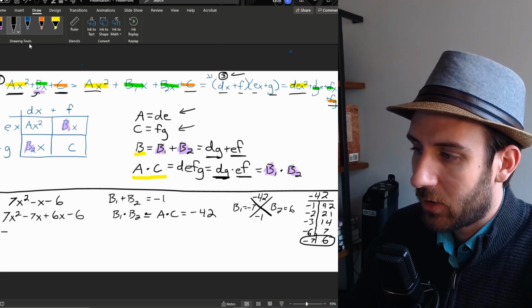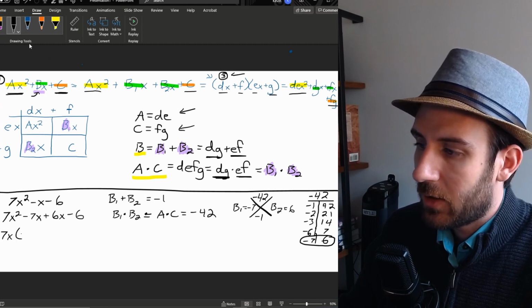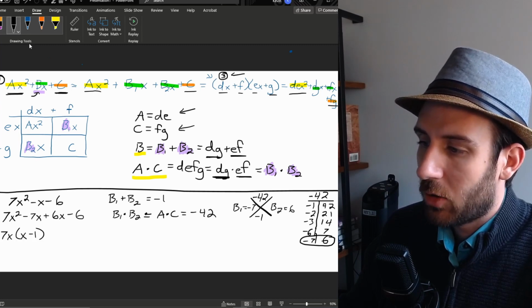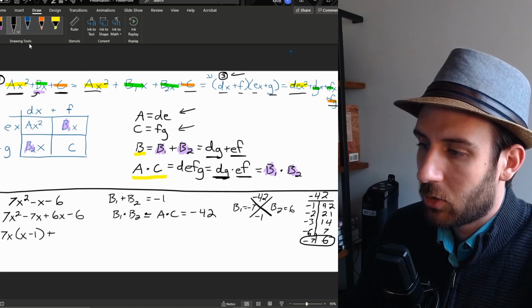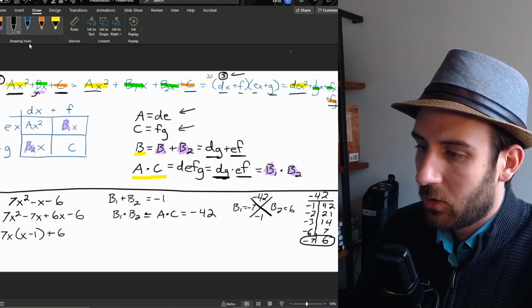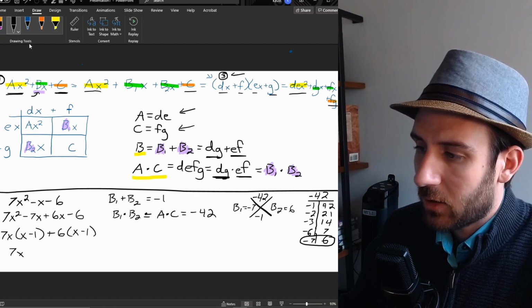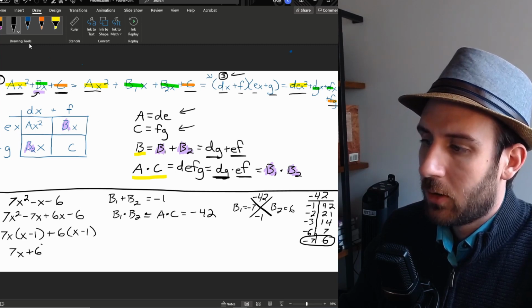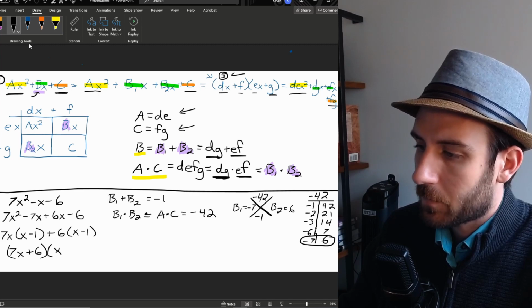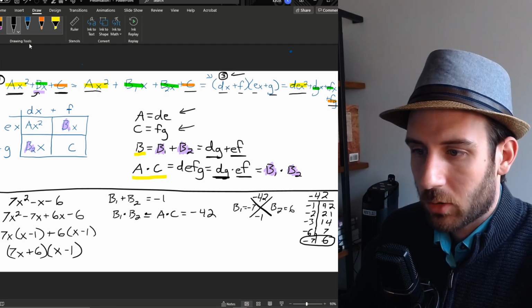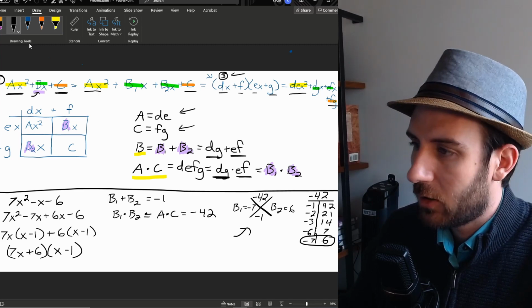In fact, on the left-hand side, I can pull out my 7x. That gets me x minus 1. And on the right hand, let's see, terms, I have pulling out 6 gives me x minus 1. And then here we have it, 7x plus 6 equals x minus 1. 4 lines of work with a little bit of scratch work over here, not too bad.